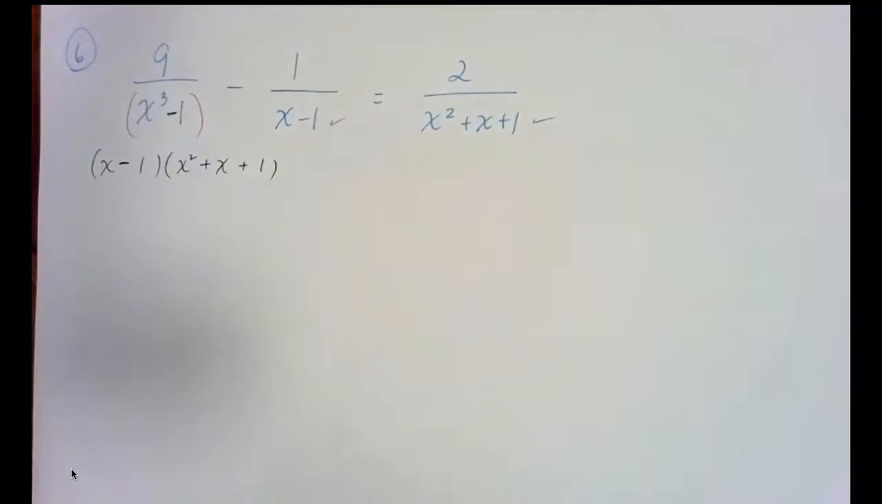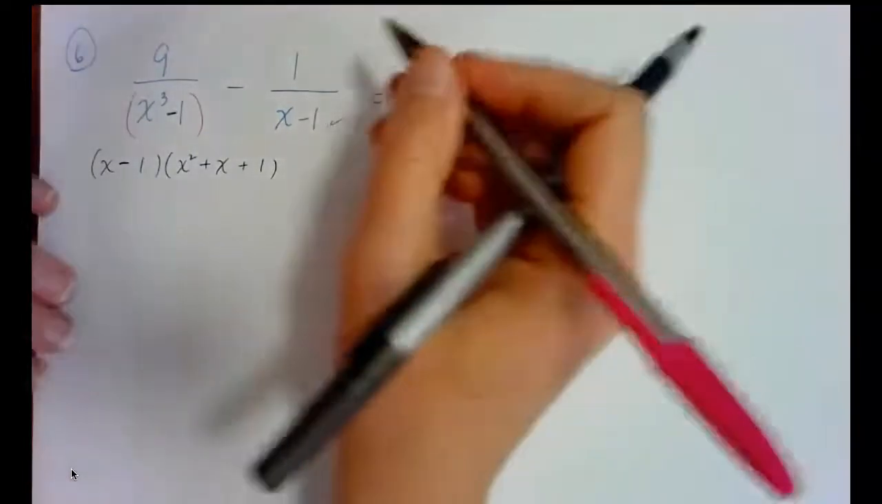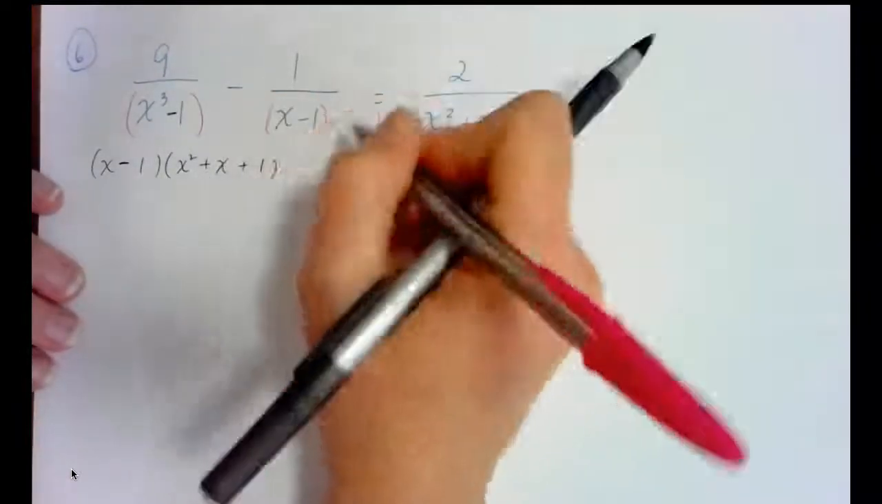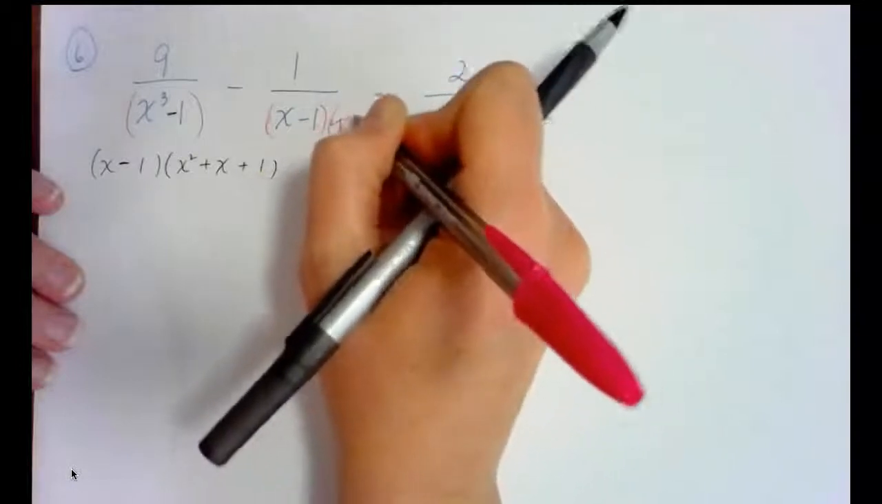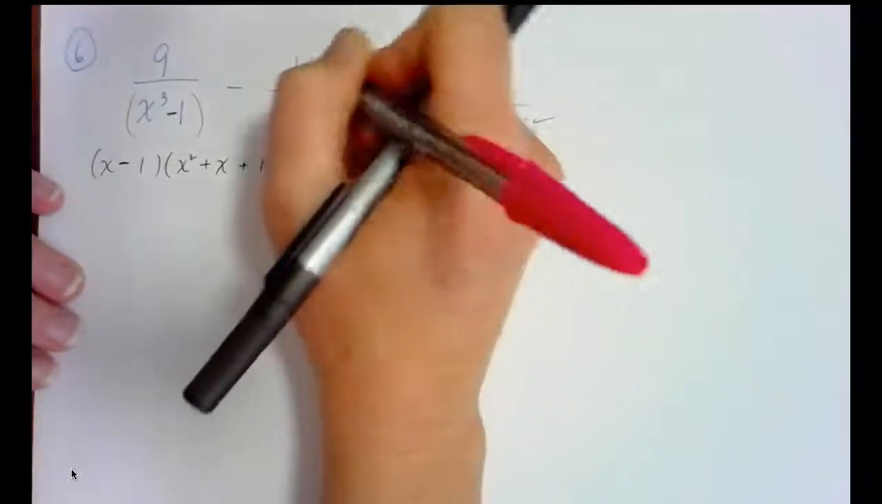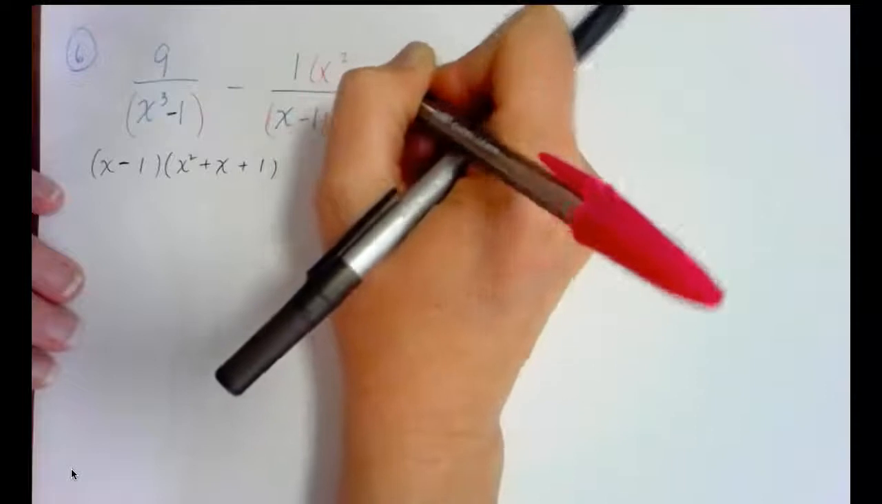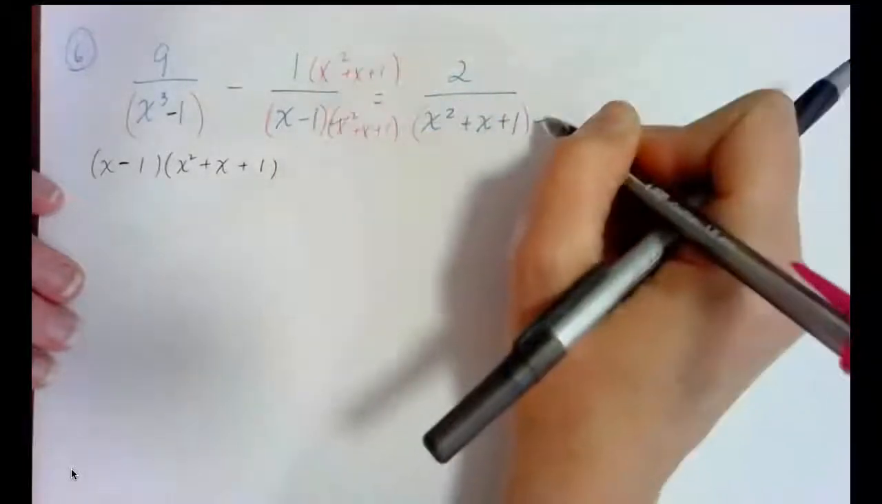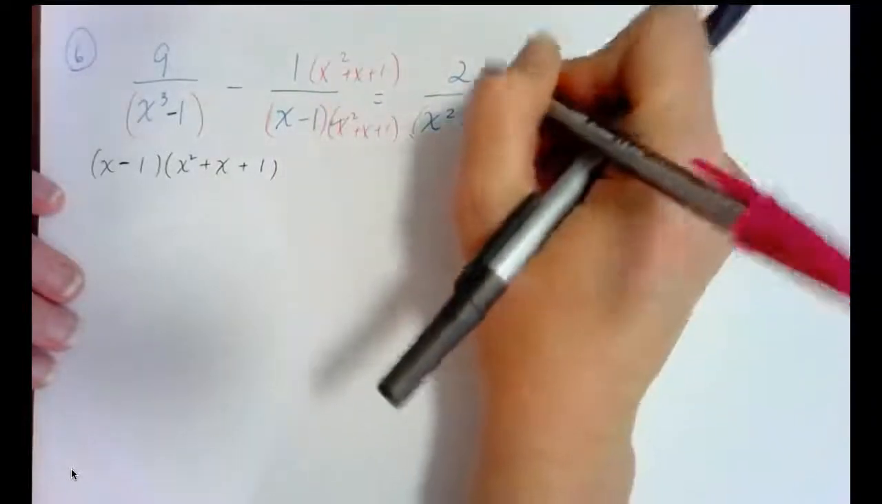So play the what's missing game. So what are we missing here? We are missing the trinomial, which is x squared plus x plus 1. And here we're missing the binomial x minus 1.